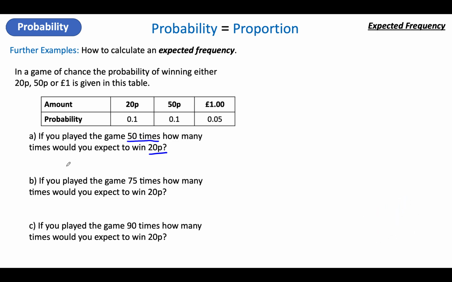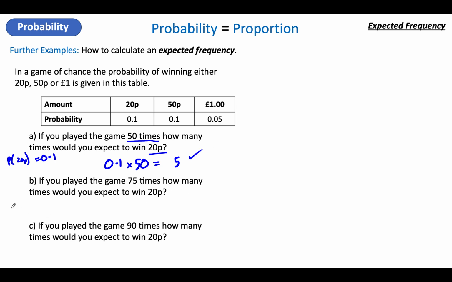So, what's the probability of getting a 20p win? Well, that's 0.1. So, that's the probability. It's also the proportion. So, I need to do 0.1 times 50, because that's the number of times we're playing the game in this case. So 0.1 times 50 is 5. I'd expect to win 5 20p's.